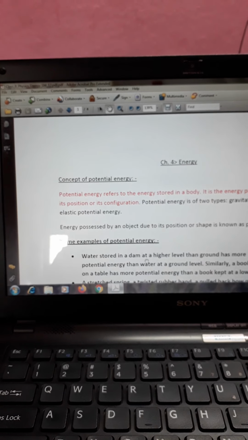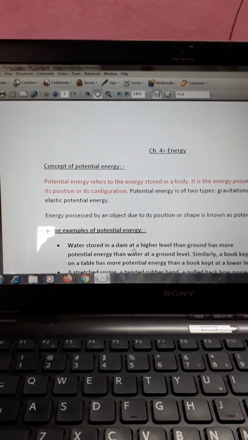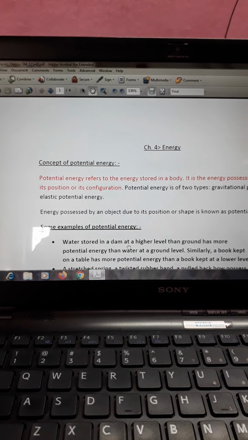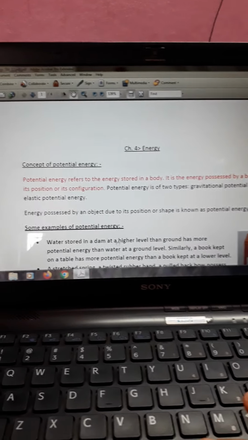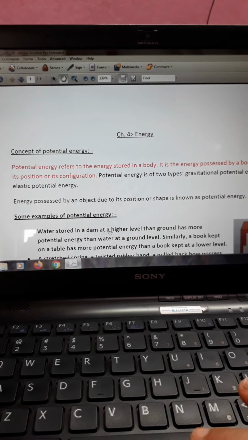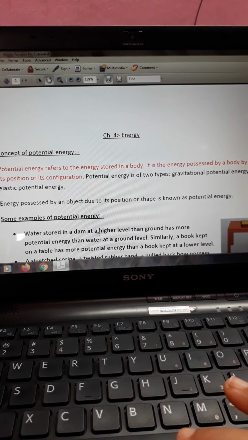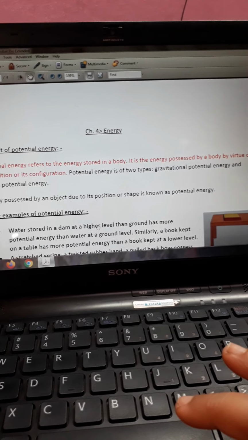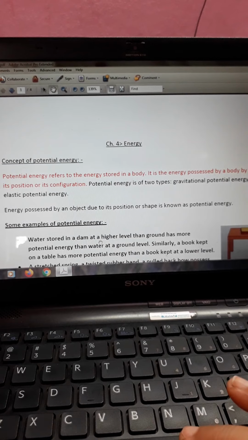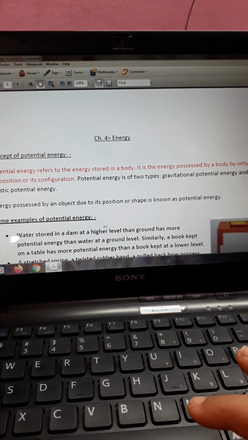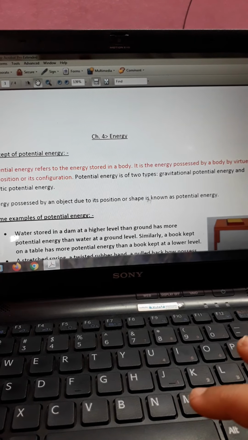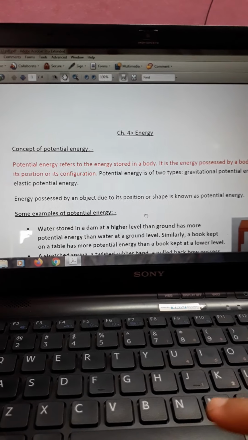So, at first, we have to know what potential energy is. Potential energy refers to the energy stored in a body. It is the energy possessed by a body by virtue of its position or its configuration. Potential energy is of two types: gravitational potential energy and elastic potential energy. Energy possessed by an object due to its position or shape is known as potential energy.